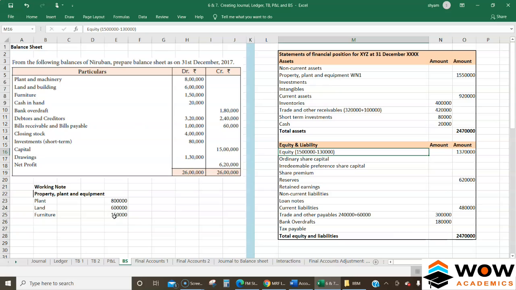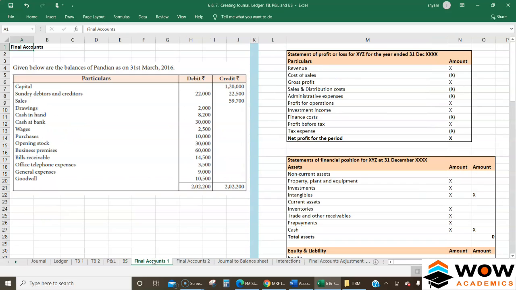So now we'll move on to a final accounts problem. Final accounts problems are like this. You have an entire trial balance, and all these balances go into the P&L as well as the SOFP. So we'll do this kind of a problem, and we'll see how the balances from P&L move to SOFP. So we'll start.